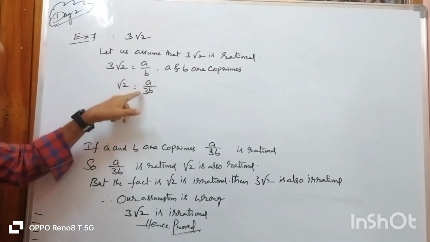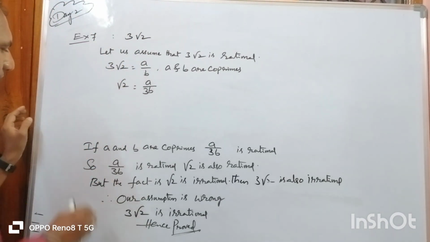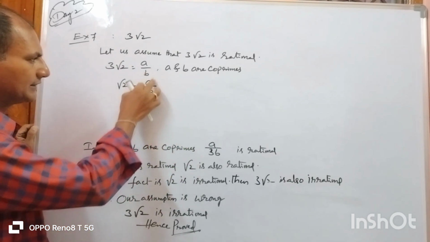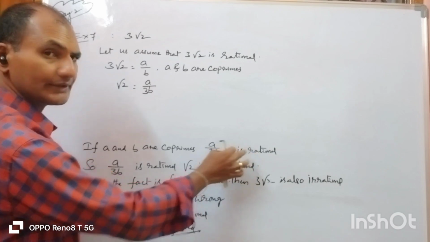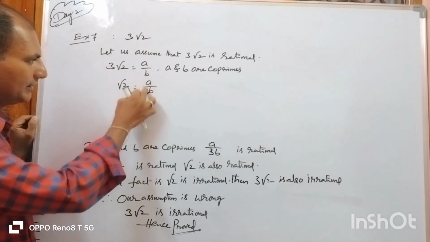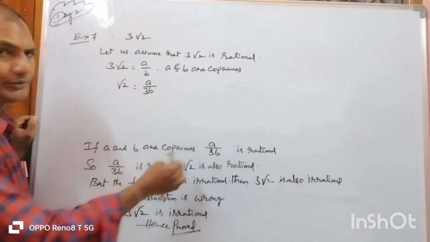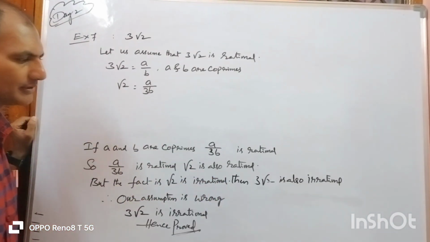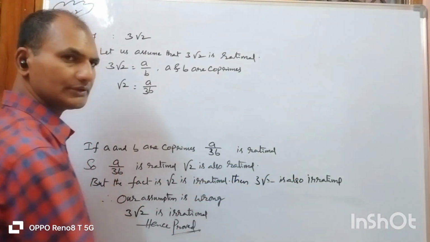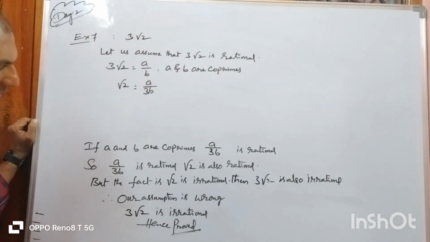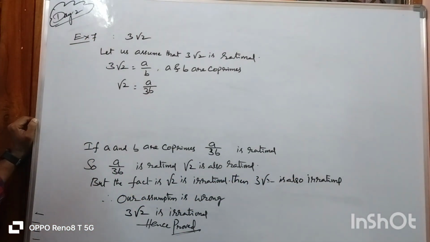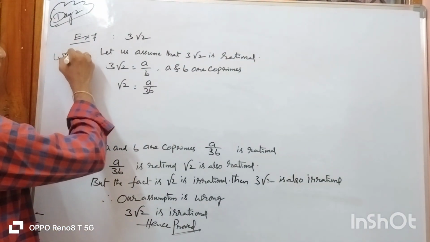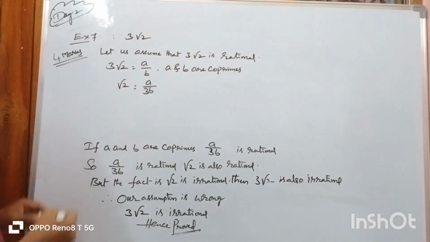So root 2 equals a by 3b, and a and b are coprimes. This total is rational. If a by 3b is rational, root 2 is also rational. But the fact is root 2 is irrational. Then 3 root 2 is also irrational. So our assumption is wrong. So 3 root 2 is irrational. This is also just a 4 marks question or 2 marks question, I think. 4 marks. Okay? Right.